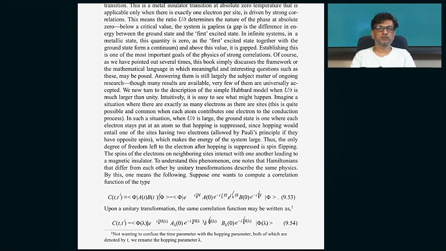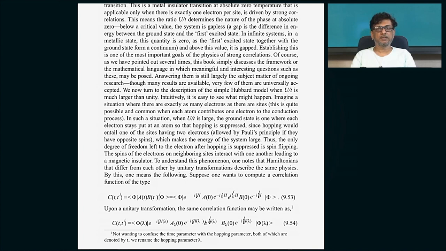However, the dynamics is through spin flips. That is the only dynamics that survives. The electrons flip spin. Therefore, it constitutes a magnetic insulator. It exhibits some sort of magnetism. We have to see what sort of magnetism. But it certainly exhibits some intrinsic form of magnetism, and it is an insulator. So, let us see what sort of magnetism this sort of model exhibits.